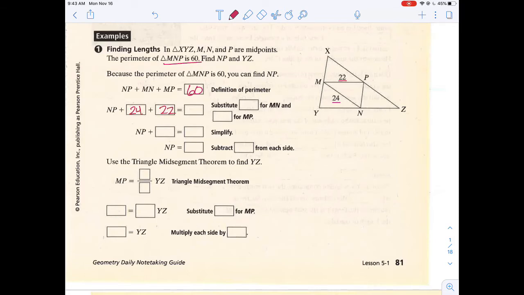So we're going to plug those in. Still equal to 60. So all we did was substitute 24 for MN and 22 for MP. If we add 24 plus 22, we're going to get 46. That's still equal to 60. All we did was add those two numbers. Then if we subtract 46 from each side, we can find that NP is 14.